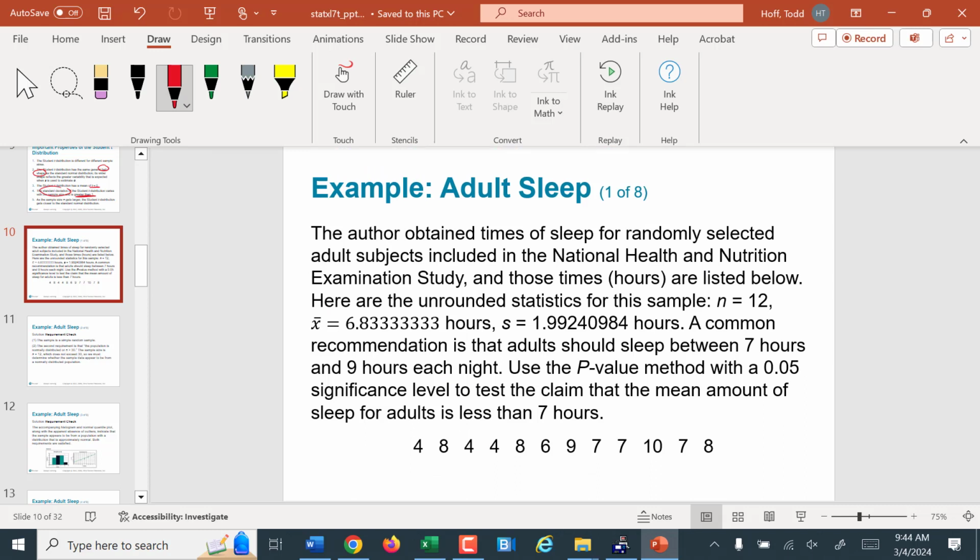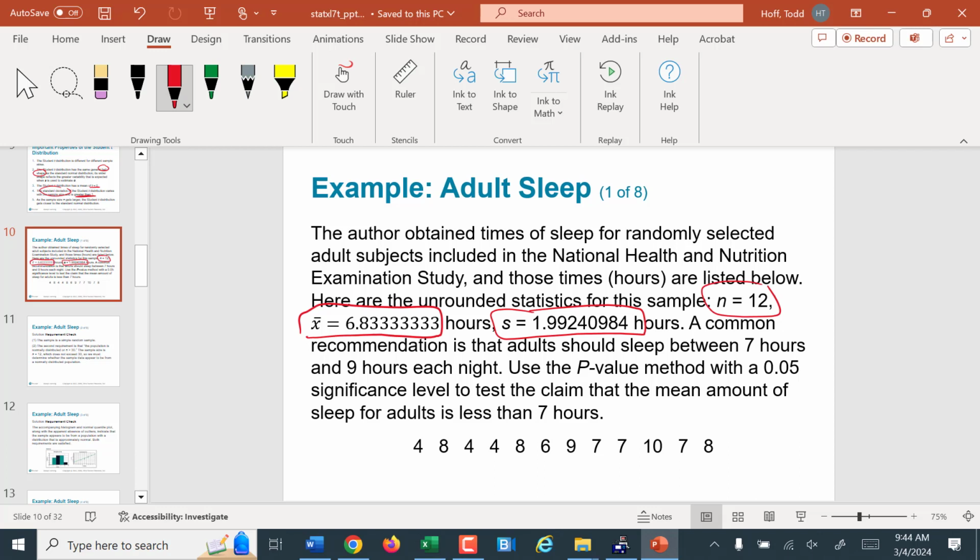So we're going to take a look at an example here of adult sleep times. We obtained sleep times here for several adults. It looks like 12 adults. So sample size, n equals 12. We found the mean. The mean of that sample is 6.38333333 hours. Standard deviation, 1.924094 hours.